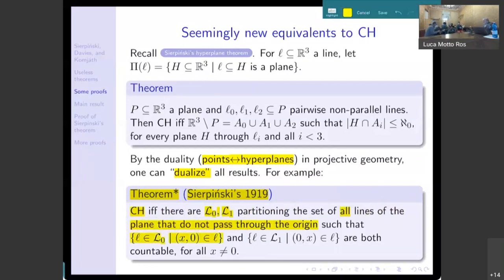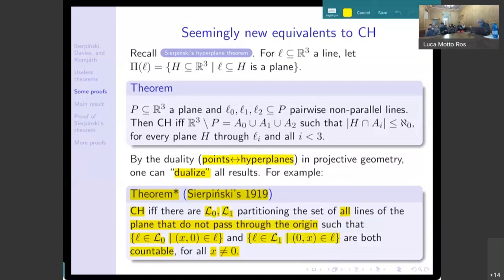You look at all lines in F0. Let's look at all lines in F0 such that they pass through this. This has to be countable.